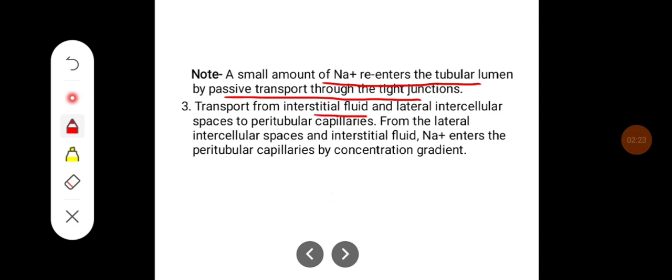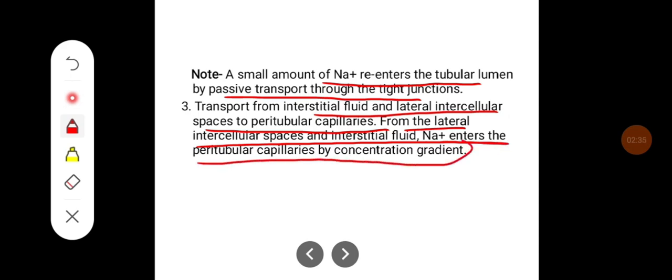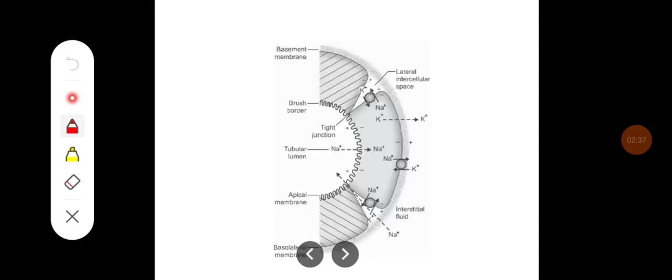Transport from interstitial fluid and lateral intercellular spaces into peritubular capillaries. From the lateral intercellular spaces and interstitial fluid, sodium enters peritubular capillaries by concentration gradient. So this is the diagram showing the absorption of the sodium from the apical membrane.